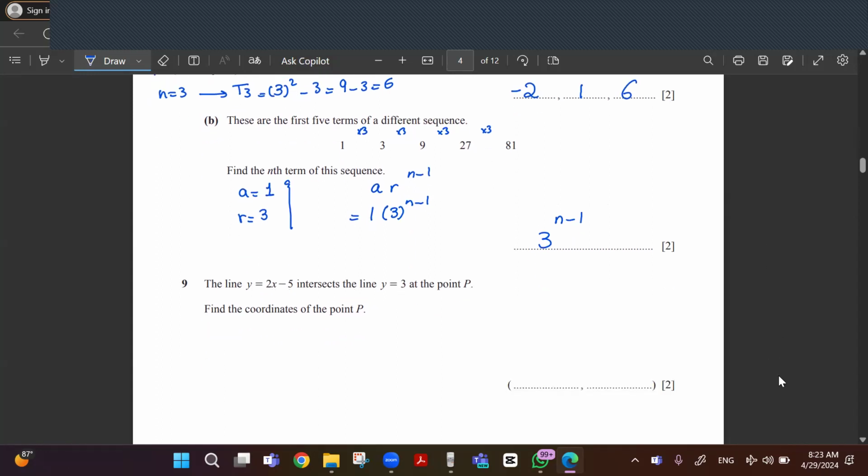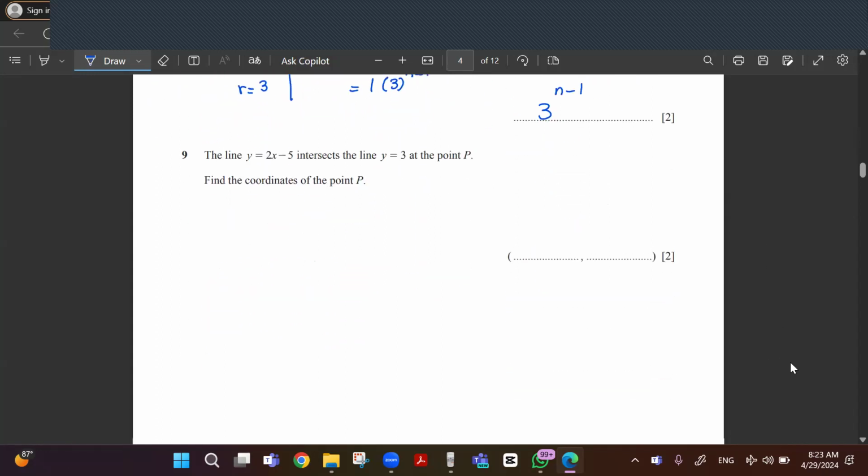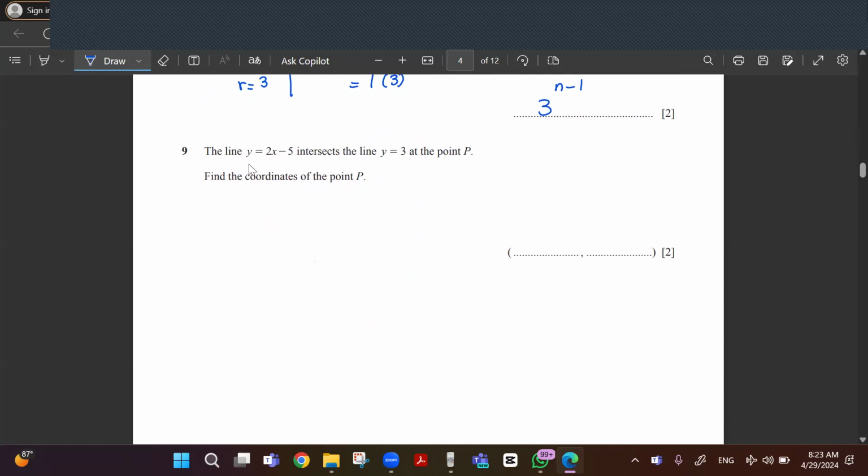Question number 9. The line y equals 2x minus 5 intersects with the line y equals 3 at point B. Find the coordinates of point B. Whenever he's giving me 2 things, like 2 lines, a graph and a line, or 2 graphs, and wants the intersection points between them, that means solve these 2 equations together.